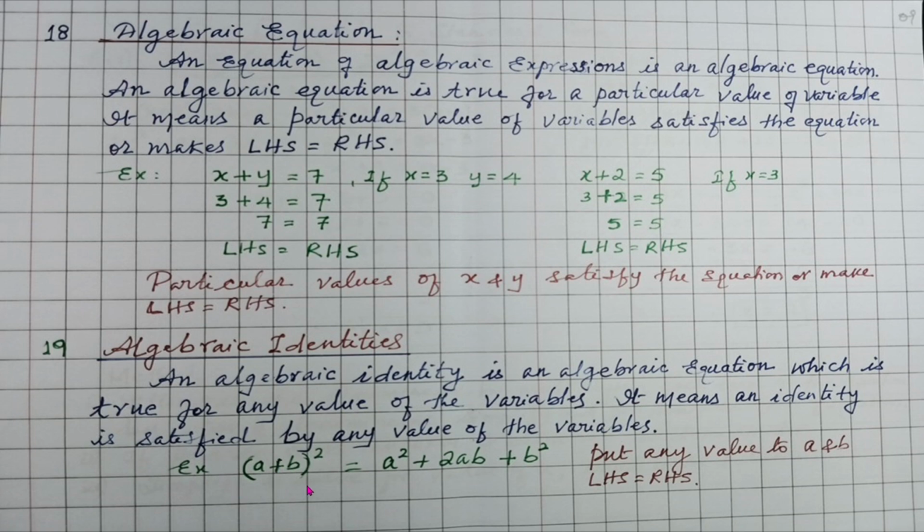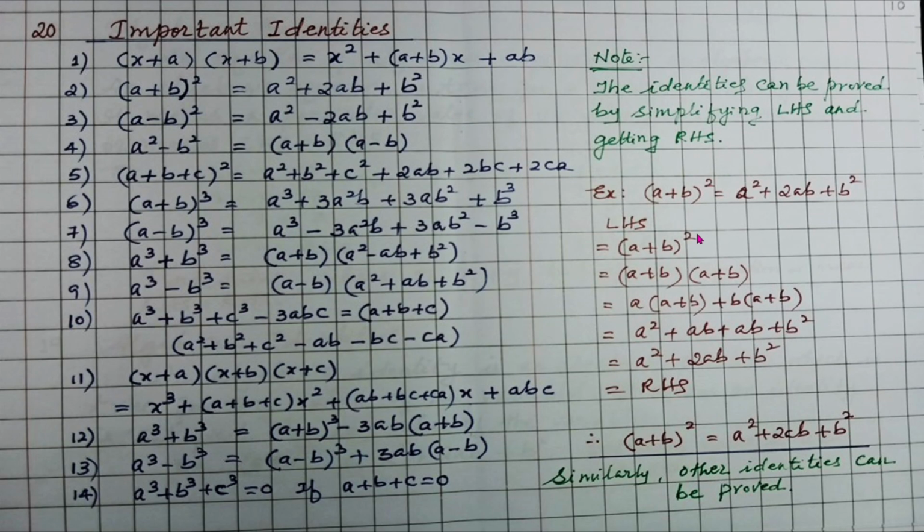If you take here (a plus b) whole squared is equal to a squared plus 2ab plus b squared, put any value to a and b, LHS becomes equal to RHS. Therefore, this is an identity, or rather an algebraic identity. Remember that. There are many identities which we have to remember, because they are very much useful in calculations. Now let us see what the identities are here.